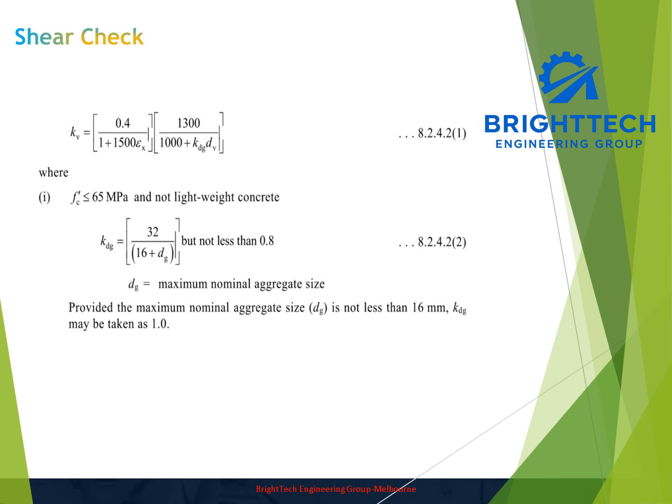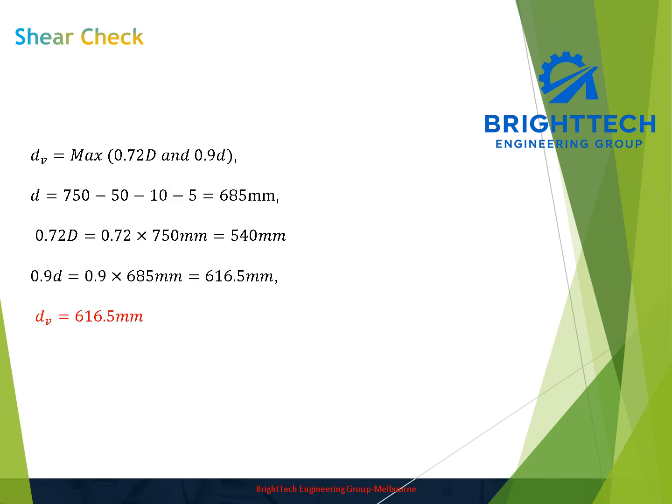And here are the equations that we can use to check the shear capacity. And dV is the maximum of 0.72D and 0.9D. This is given in the standard for the shear capacity check, so you can find this equation in the standard AS 3600 2018.